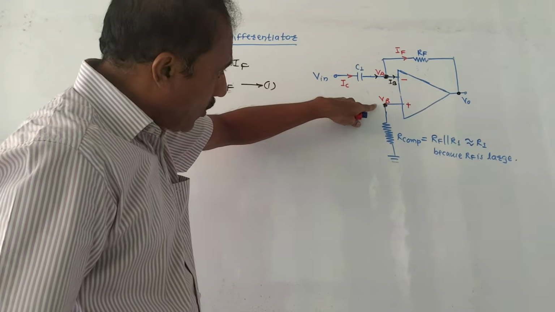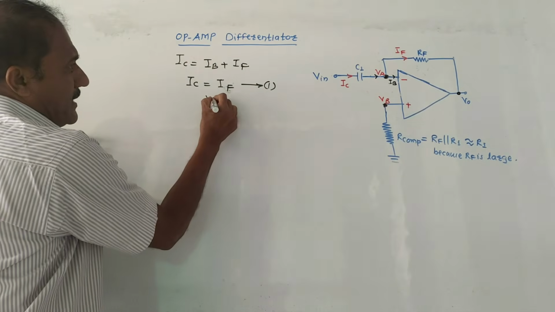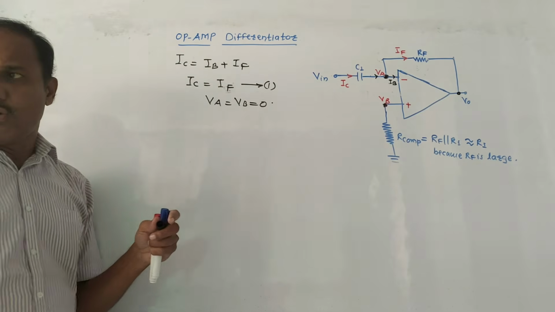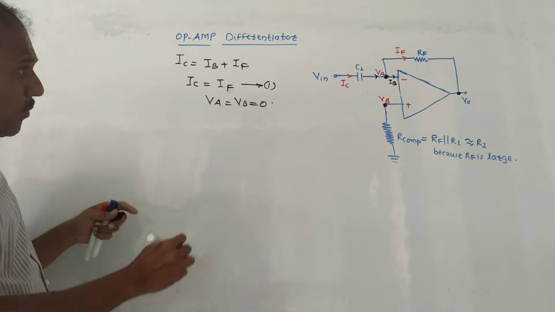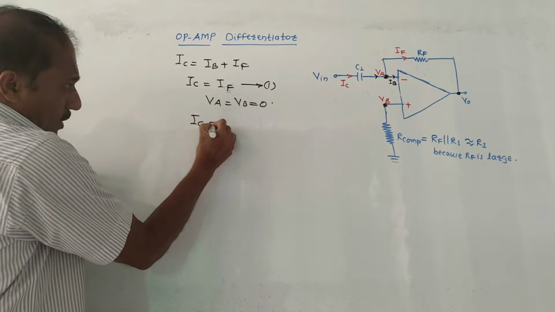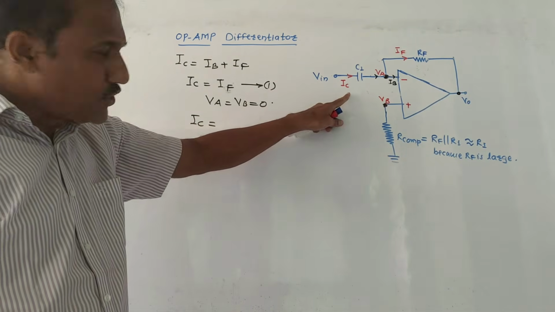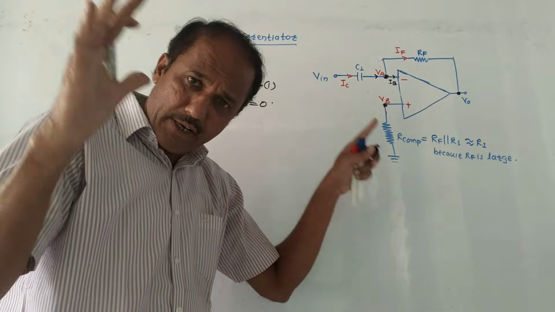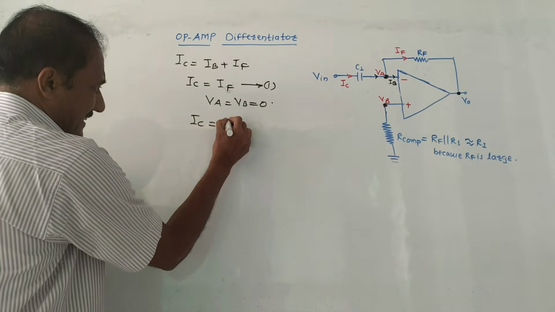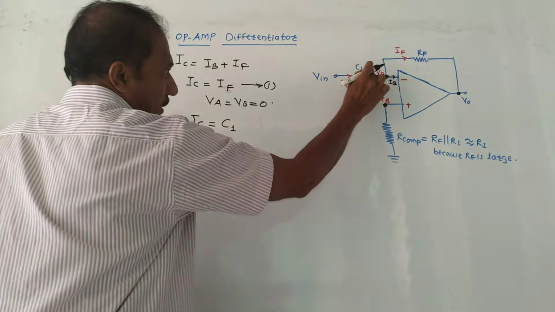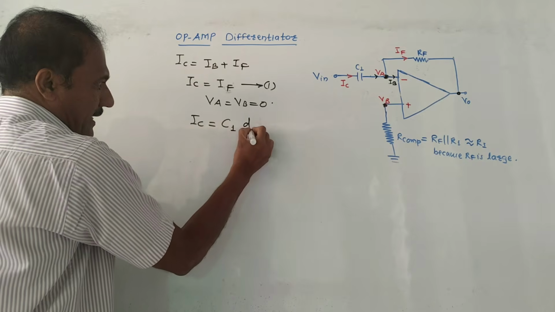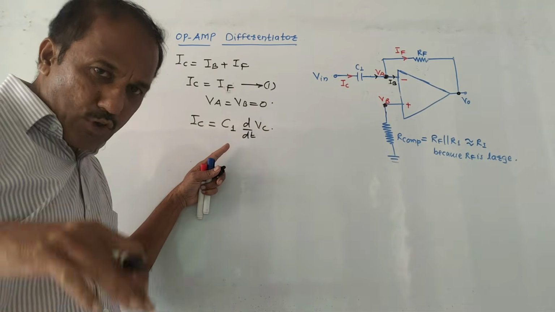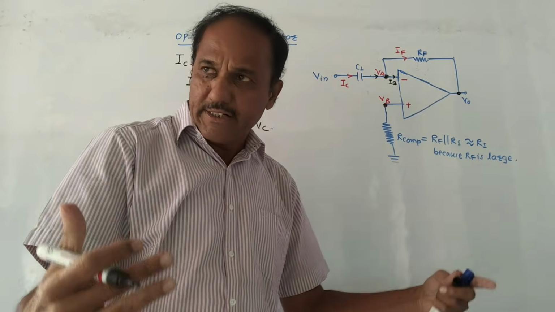Just now I explained you according to the virtual ground concept, VA is equals to VB is equals to 0. So these values are 0. Now if I want to write equation of IC, the current which is flowing through the branch where capacitor is connected, we know basic equation of current passing through the capacitor is C. In this case capacitance is denoted by C1. So C1 d by dt of VC.